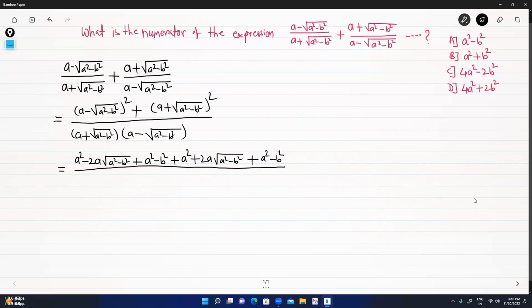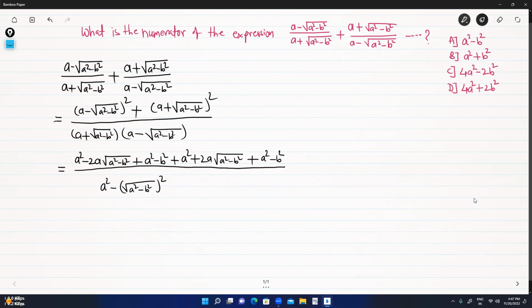now you can see in the denominator we have the first number plus second number in the first bracket, and first number minus second number in the second bracket. So this is nothing but the expansion of a square minus b square. So our a is a itself here and b is under root a square minus b square. So we can write it as a square minus the square of the second term, that is (under root a square minus b square) whole bracket square.